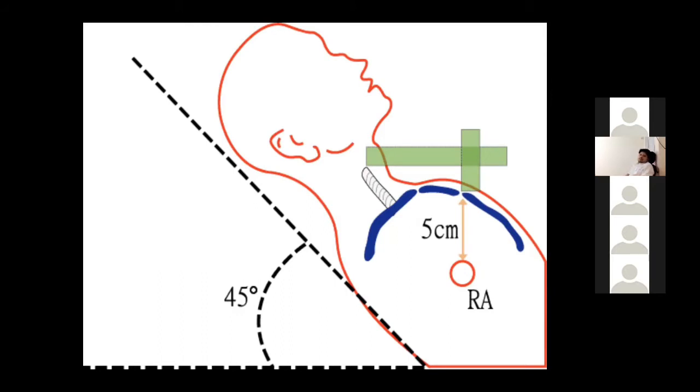Now, suppose at 45 degrees you are seeing a JVP pulsation and it is 6 centimeter above the sternal angle. That is, the height on the scale is 6 centimeter where it is cutting the horizontal. So you should add 6 plus 5, that is 11 centimeter. Now, even if you tell 11 centimeter, it is fair enough.